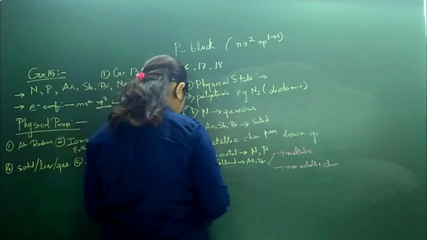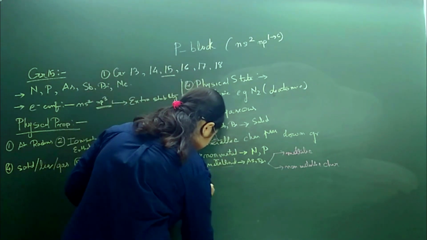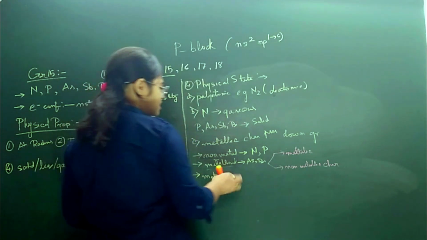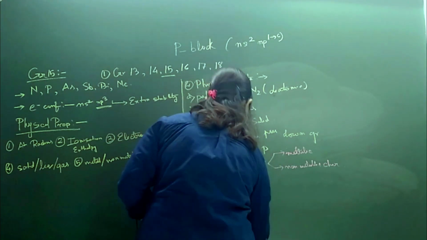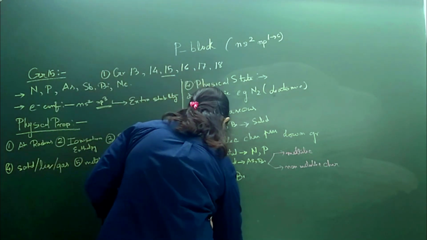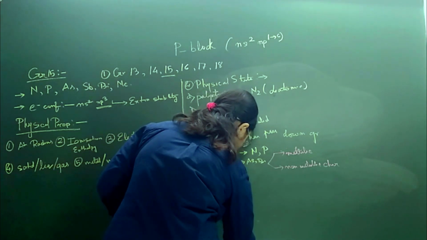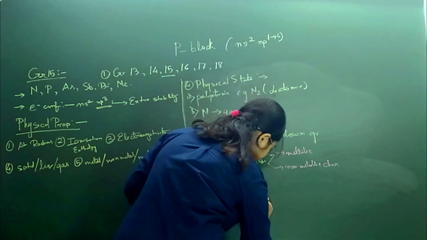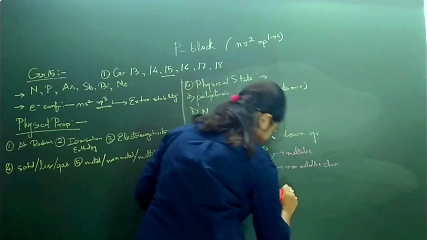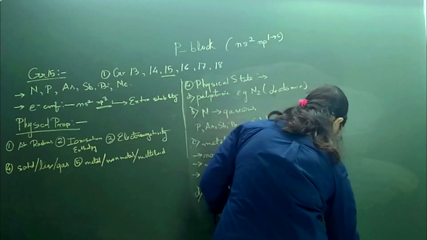And then another point is the metals. The metal is bismuth. So these are the basic characters. They all have allotropes except nitrogen.